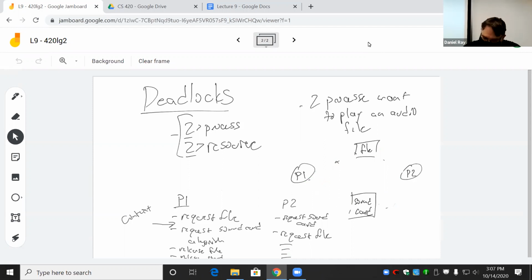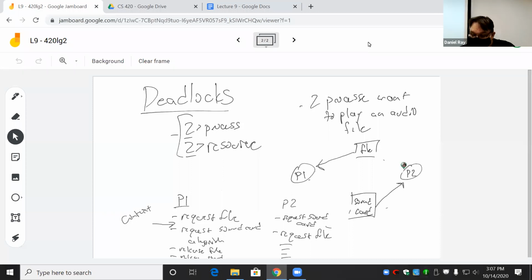Okay? So the file is requested and received by process 1. Then process 2 runs, and it asks for the sound card. Okay? Now either it gets context switched right there, or it runs its next command because it's going to try and request that file, but it can't have that file, okay? Because P1 has it, right? Until P1 releases it, we know that P2 is going to be blocked.